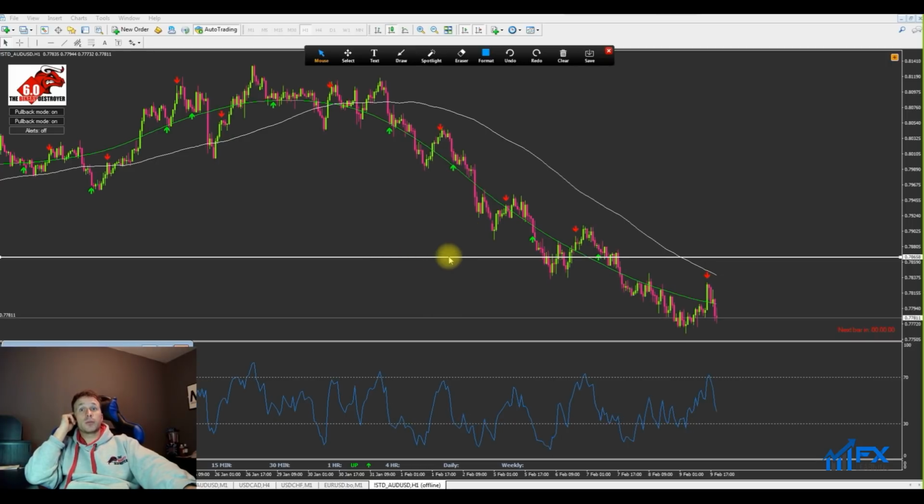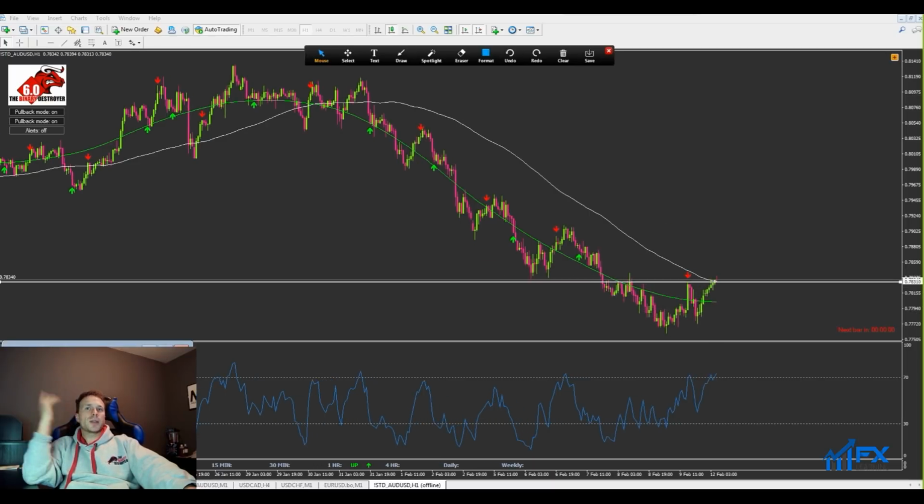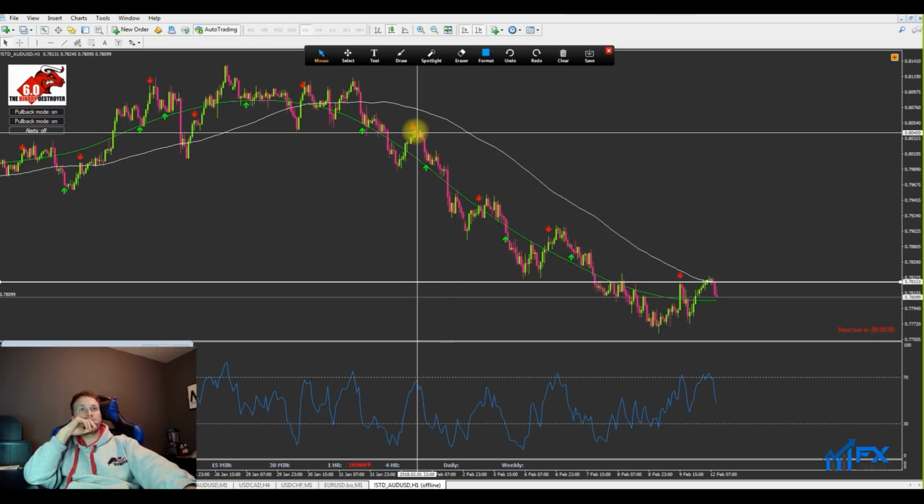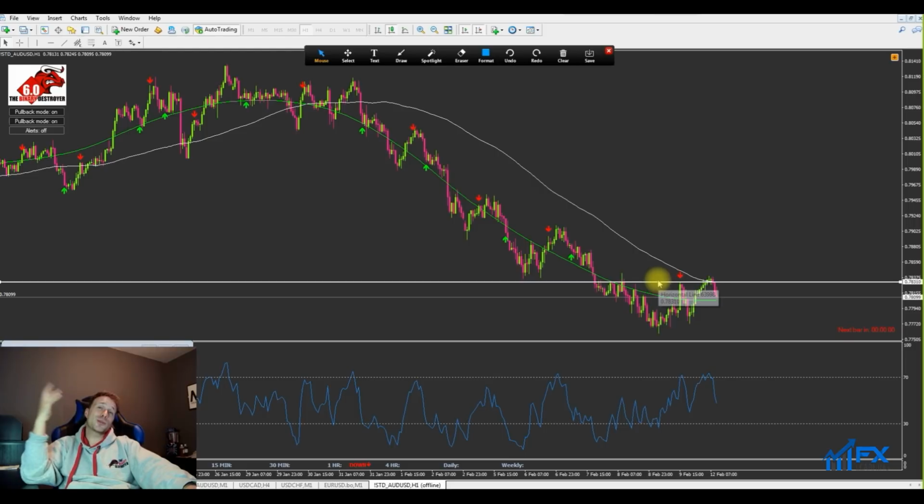Okay, looks like we're going to get... Oh no, we come down. All right, I'm going to bring this down here. I'm going to keep bringing it down here. Notice I'm bringing it to the next support area. And eventually we get taken out. So this move here could have been a 212 pip move.